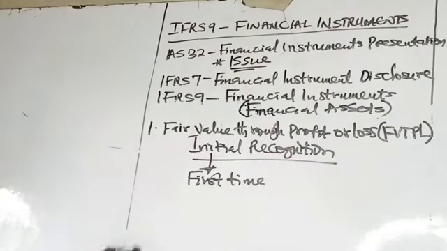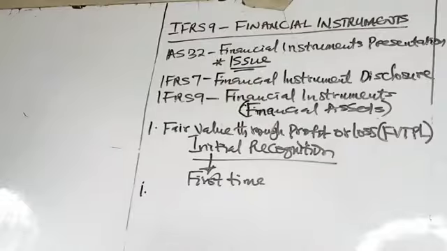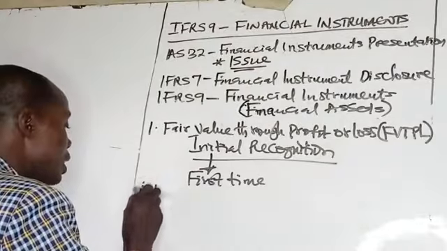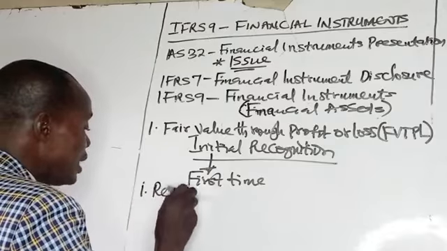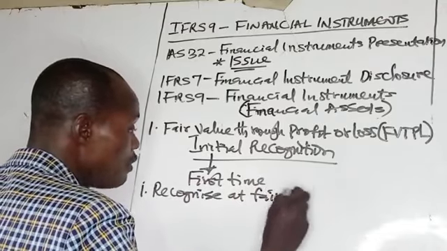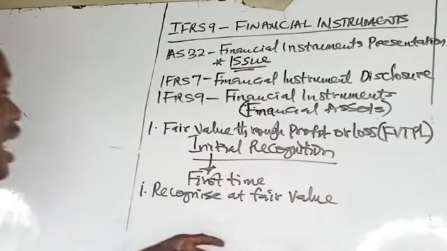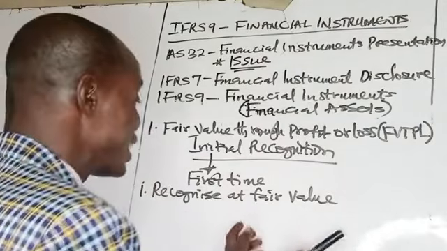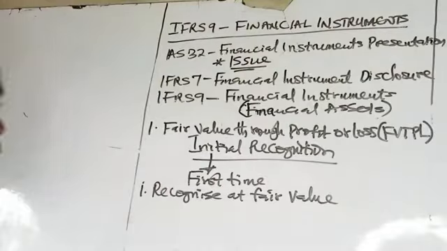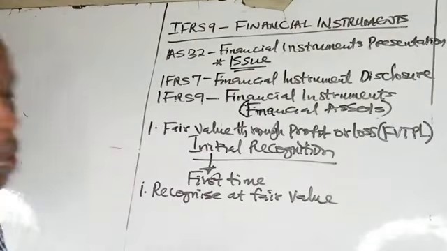So when you are recognizing a financial asset for the first time, it should be recognized at fair value. Remember, fair value is synonymous with the market value. So the fair value of the asset at the date it was acquired, the purchase price when it was acquired, that is the amount it should be recorded.